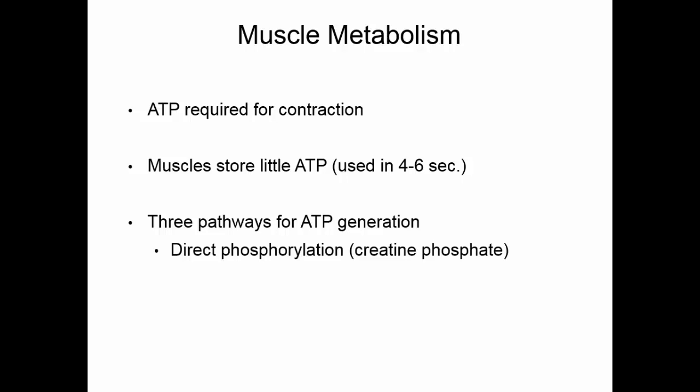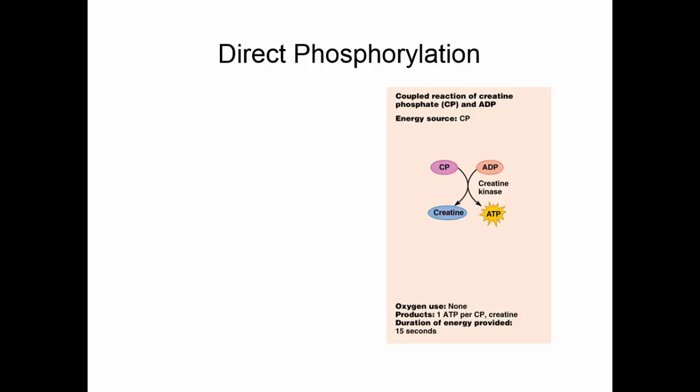for doing this. One is through direct phosphorylation, using a stored molecule called creatine phosphate. Then there is anaerobic glycolysis, using glucose without the presence of oxygen, and aerobic respiration, breaking down glucose in the presence of oxygen. In direct phosphorylation, there is a molecule stored in the muscle called creatine phosphate.